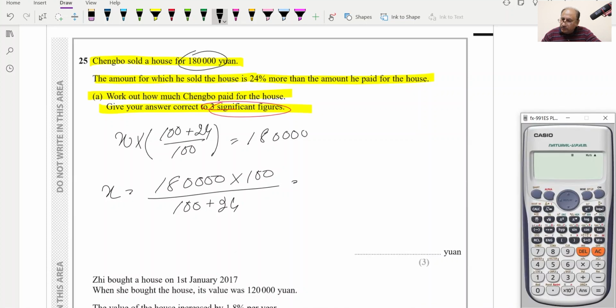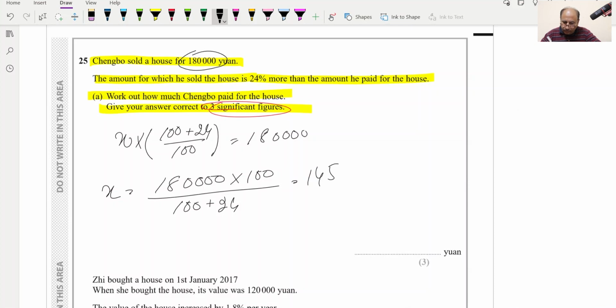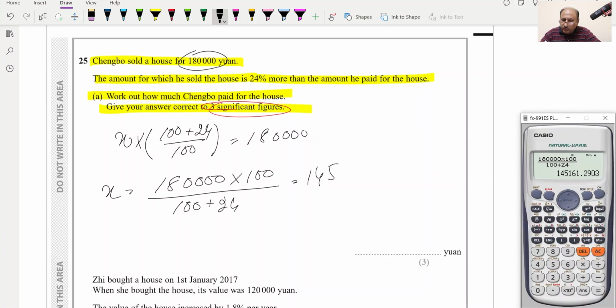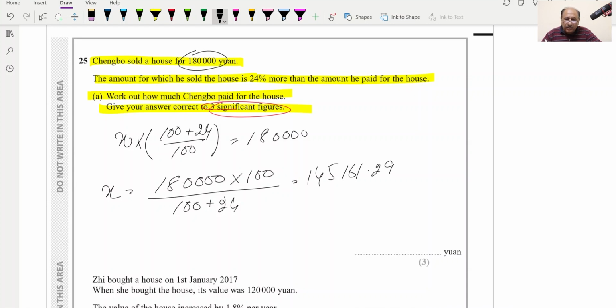This value will be fraction 4 zeros and multiply by 100 and divided by 100 plus 24, and this is equal to 145,161.29, and up to three significant figures we can round it to 145,000. So this will be answer 145,000. This is for 3 marks.